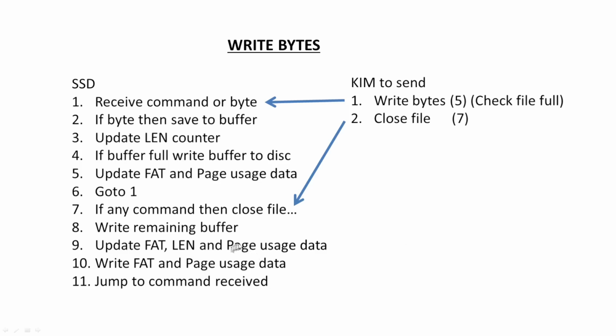In the middle of this, you could have the file fill up. You've only got 122 kilobytes maximum file size. If that fills up, what it does is it writes all this out and tells the KIM that that's it, the file is full, and then the KIM software's just got to deal with that.